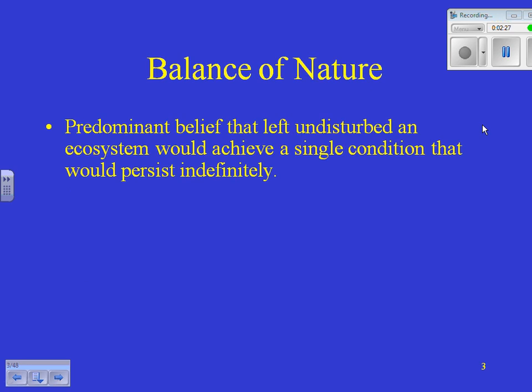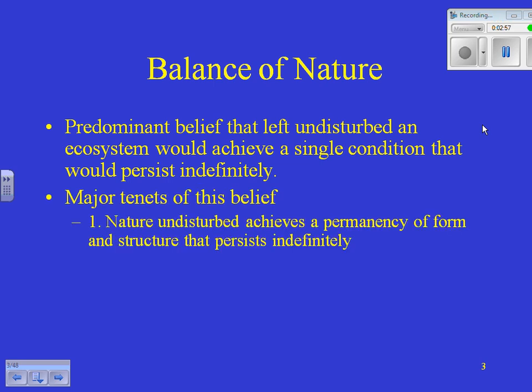If we look at the balance in nature, until the second half of the century, the predominant belief in Western civilizations was that any natural area, forest or prairie or intertidal zone, left undisturbed by people, achieved a single condition that would persist indefinitely. This condition, as stated by the book in Chapter 3, is known as a balance of nature.